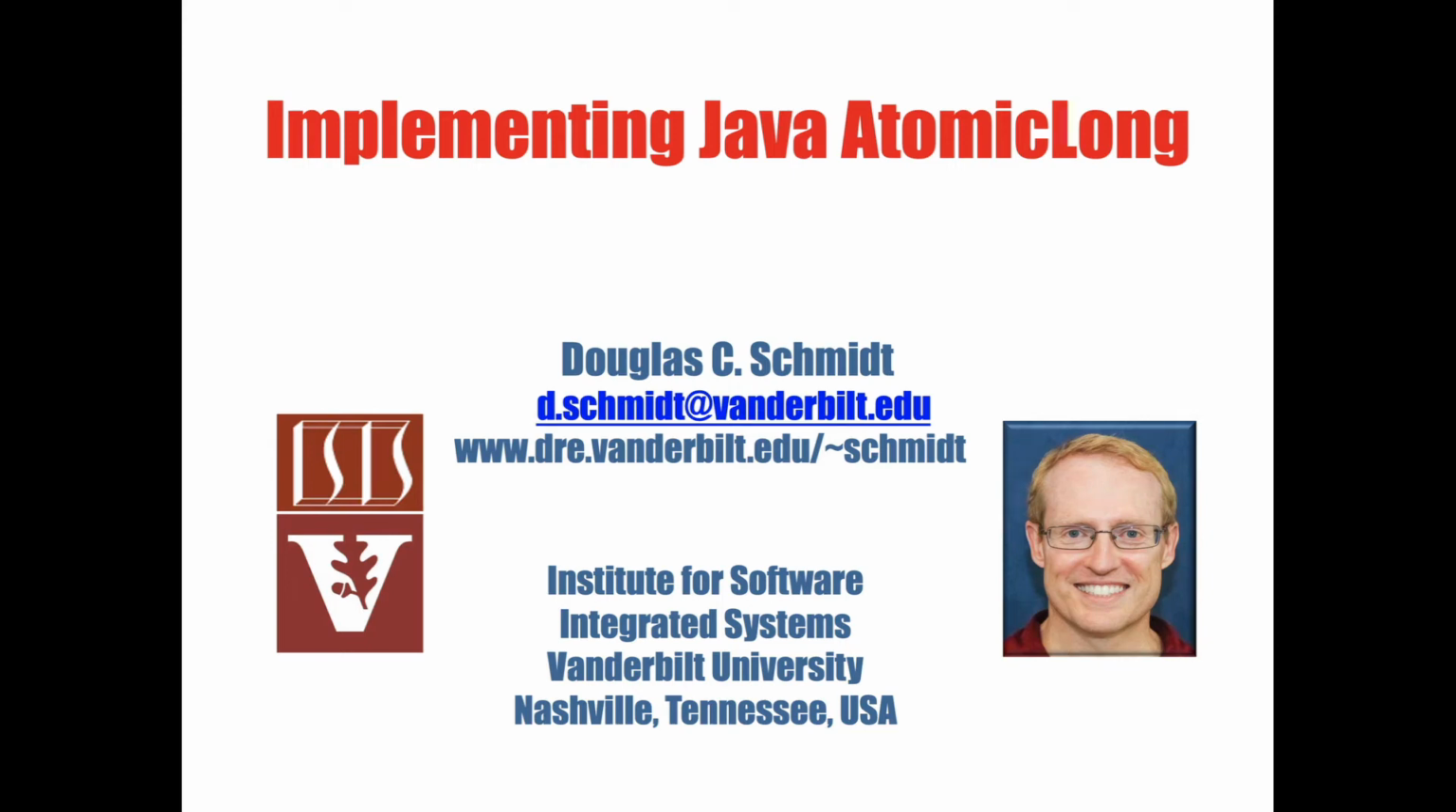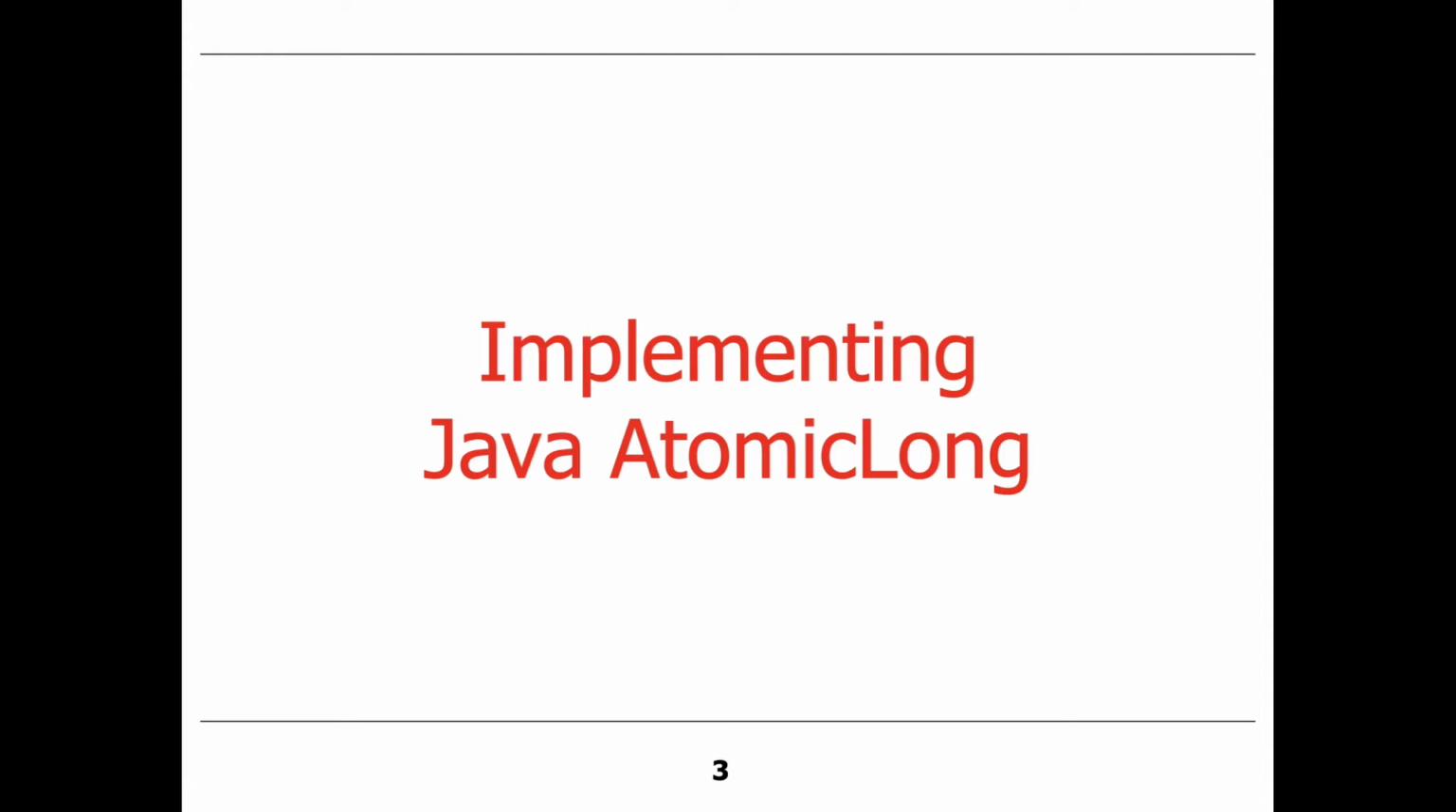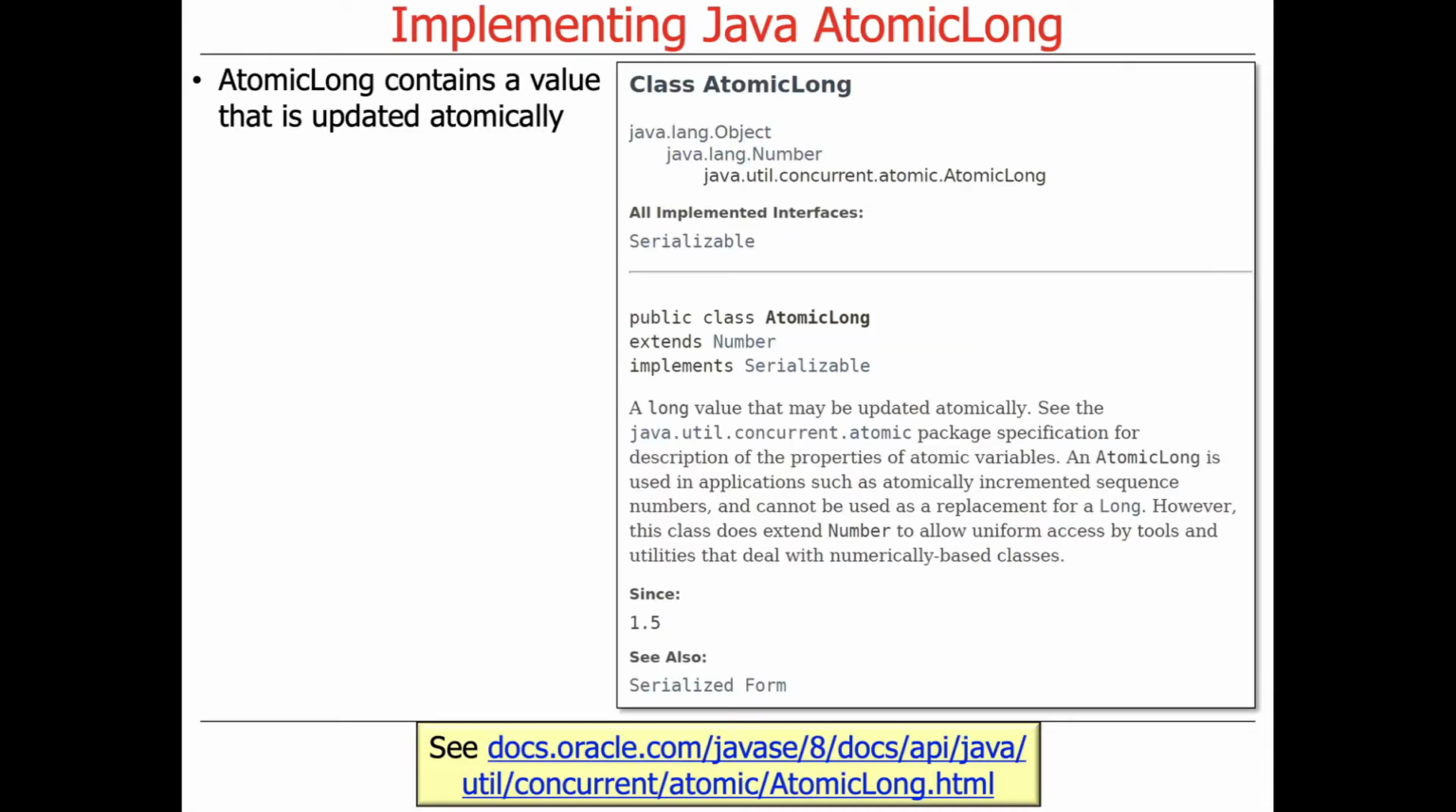So the next topic is implementing Java AtomicLong. And this is an important class to be aware of. It's very commonly used, probably the most common of the atomic classes that are in the atomics package. And I'm going to first show how to use it, how to implement it using the Unsafe class, and then we'll take a look at another implementation of a different type using var handles, so you'll get a little flavor for both.